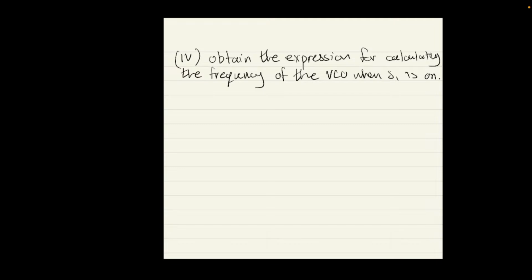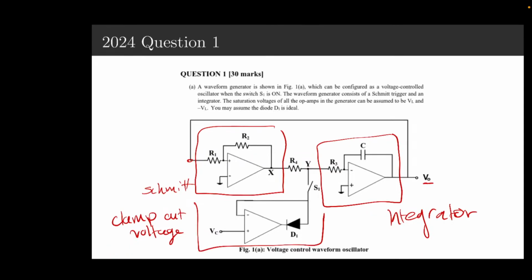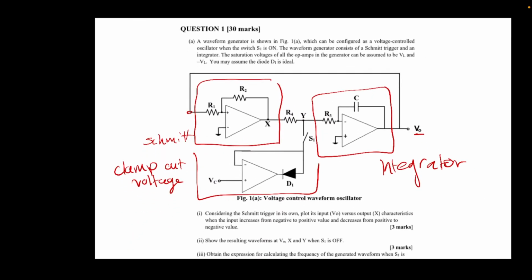So the question is, we want to obtain an expression for the frequency of the VCO when S1 is on. Okay, what is the VCO? Well, this entire circuit is actually something called a voltage-controlled oscillator. So we have this control voltage, which is VC, and depending on this voltage, the waveform will change.